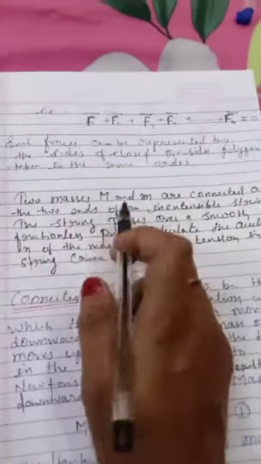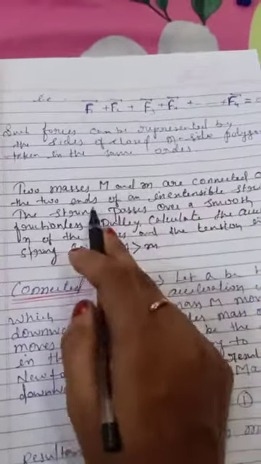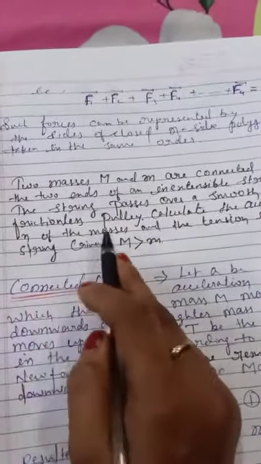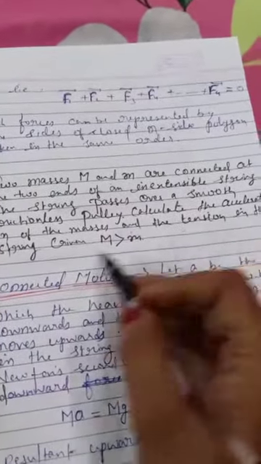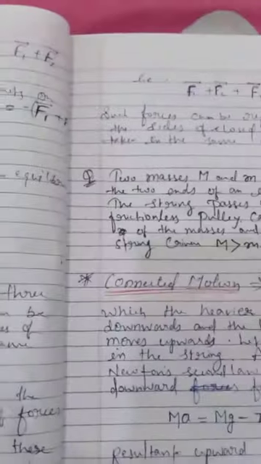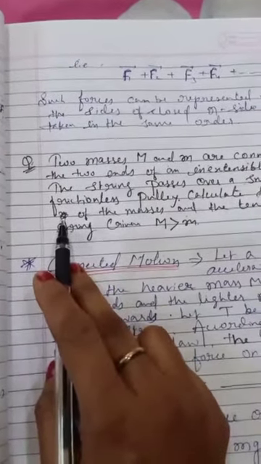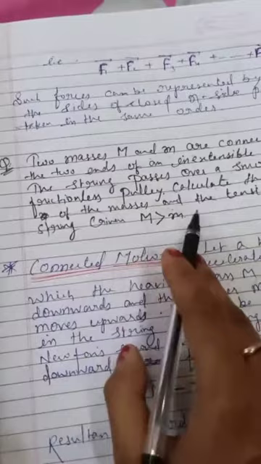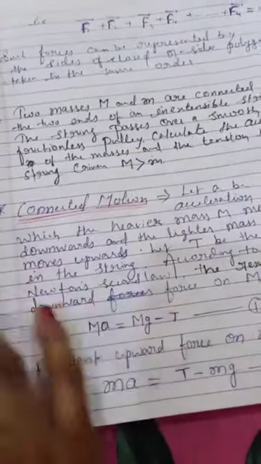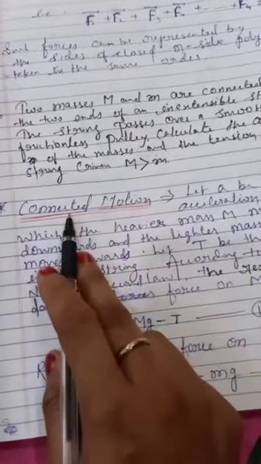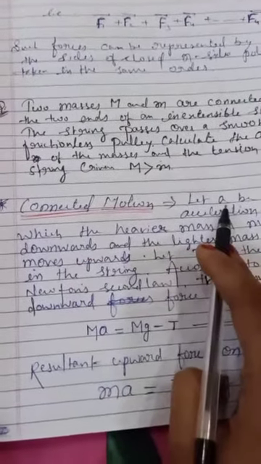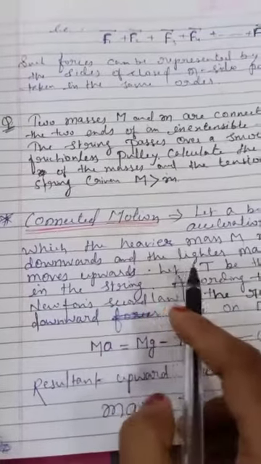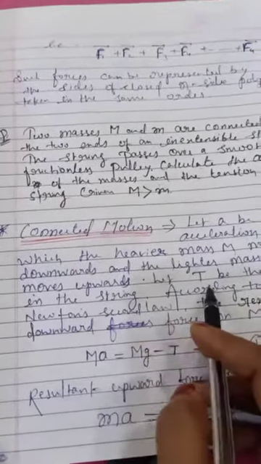So here the question is, two masses capital M and small m are connected at the two ends of an inextensible string. The string passes over a smooth frictionless pulley. Calculate the acceleration of the masses and the tension in the string, given capital M is greater than small m. Here the correction is, you will not write the word n. Here the main topic is connected motion. Let small a be the acceleration with which the heavier mass capital M moves downwards and the lighter mass small m moves upward. Let T be the tension in the string.